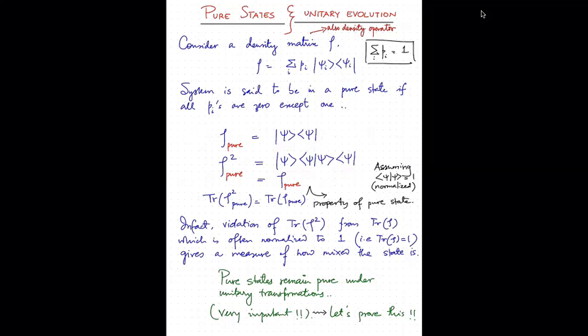In fact, if you want to check whether the state is pure or mixed, you just need to note the violation of trace rho squared from trace rho, and trace rho is normalized to 1. So the violation of trace rho squared from 1 in some sense gives you a measure of how mixed the state is, right? Now one of the important things about pure states, which is very important for physics, is that pure states remain pure under unitary transformations, and we will now prove this.